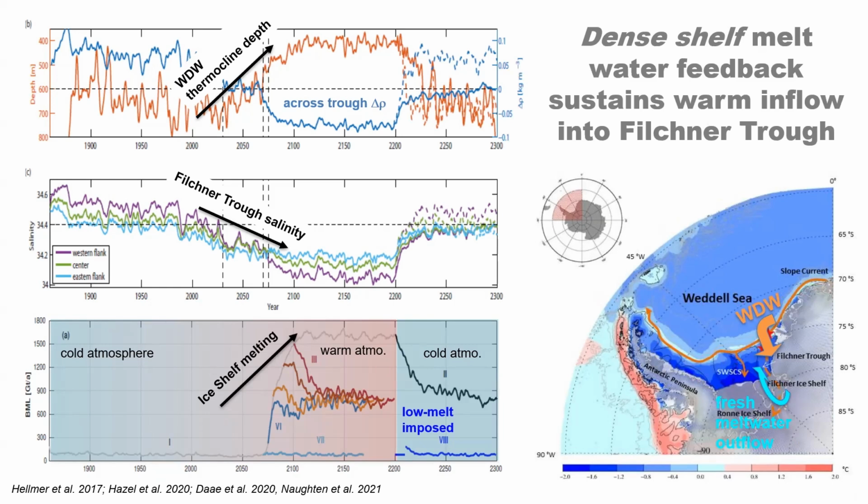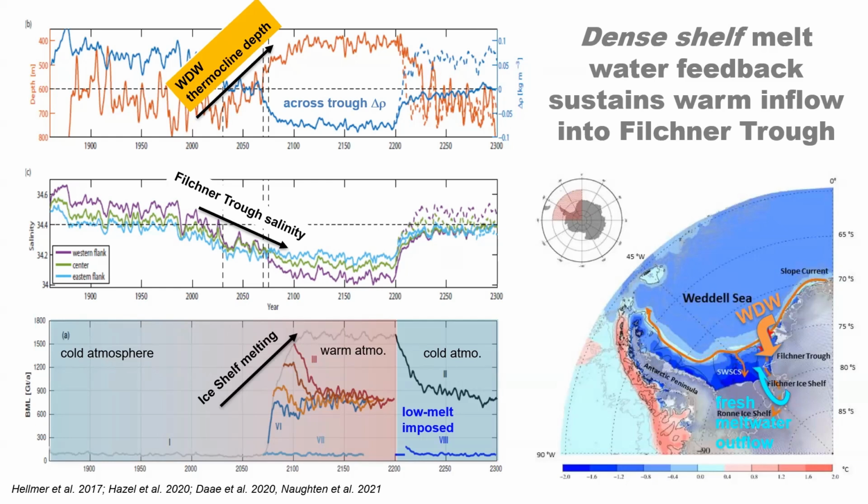So even if you cool down your climate again, the temperature stays warm on the continental shelf because you cannot restore this dense water production on the shelf. That is a very straightforward feedback loop. Then there's this other aspect.